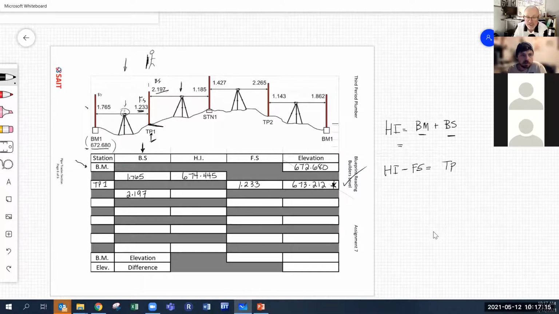It's 673.212, and we add 2.197 to it. And that number comes out to 675.409. And that is my height of the instrument right here. That's the height of the instrument.